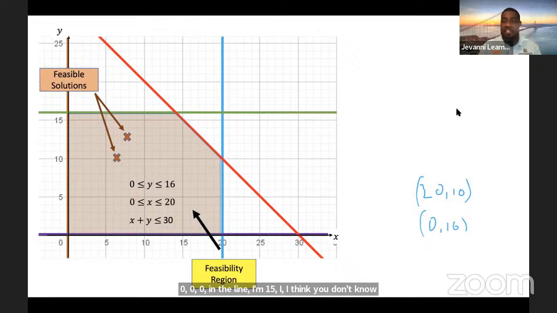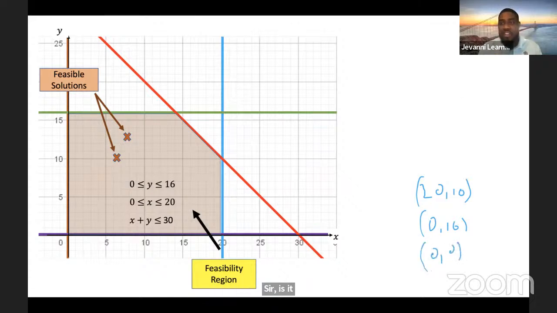You can type in the chat as well. 20 on the X and 16 on the Y. Repeat that one. I never heard you. 0, 0. Oh, 0, 0. That's 3. Come on. The others? 20, 0. 20 on the X, 0 on the Y. Anything else?